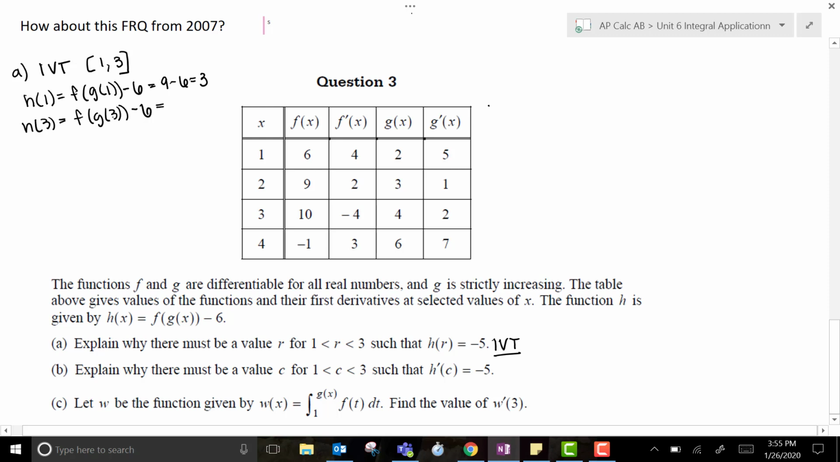g of 3 is 4. And then f of 4 is -1. So we have -1 minus 6, which is -7. Okay, so cool. We know in our brain that there has to be a value, but let's format it correctly. We're going to say here that we know that h of 1, we're going to use h of 3, -5 is going to be between these two values.